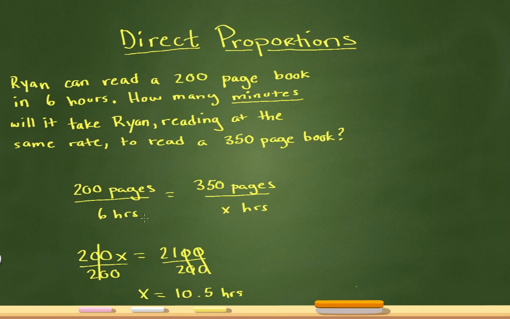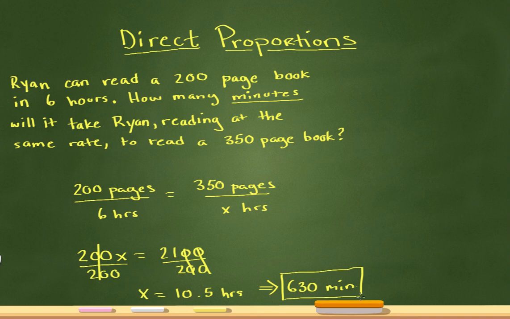Now, take note that in this problem, they're actually asking for minutes, right? It's important to know, whatever units you put into your proportions are the ones you're going to get out. So if you do pages per hour, you're going to get pages per hour on the other side. So here, this is going to be 10.5 hours. And that's not quite what we want. We want it in minutes. So if we just convert it, we multiply it by 60, all right, to get 630 minutes. Okay, and that would be our final answer.